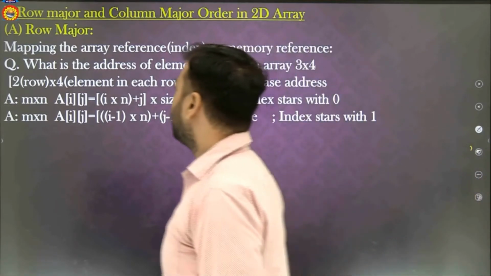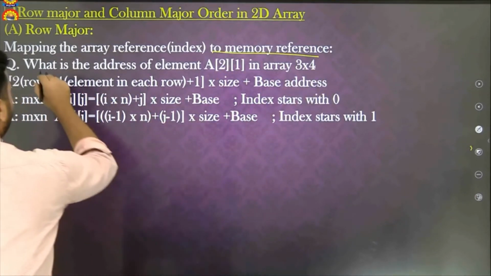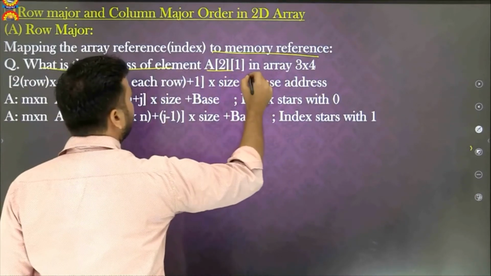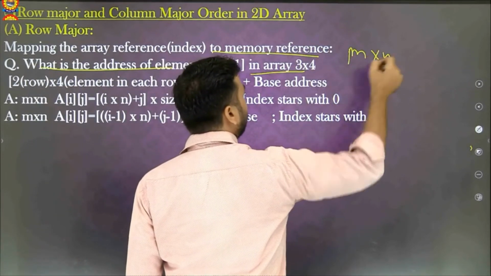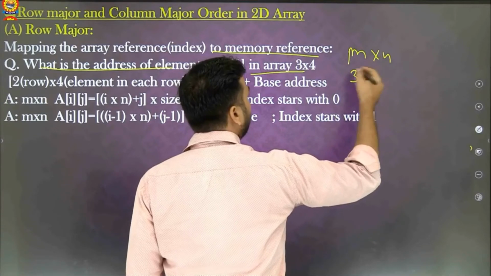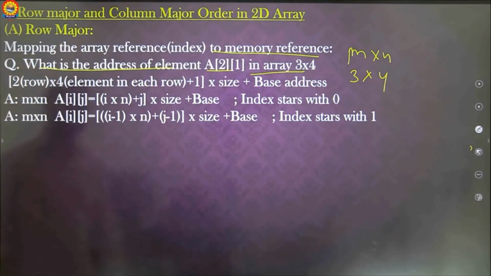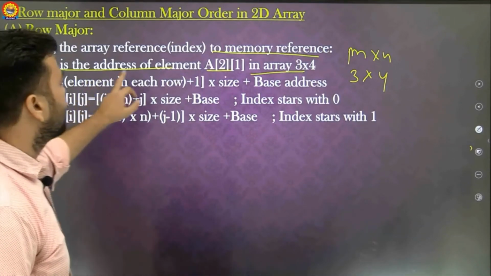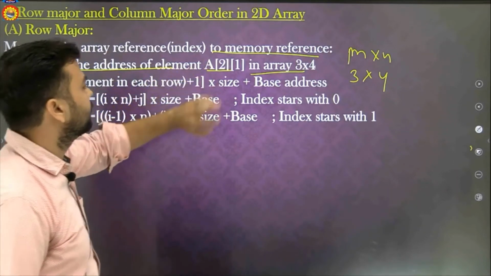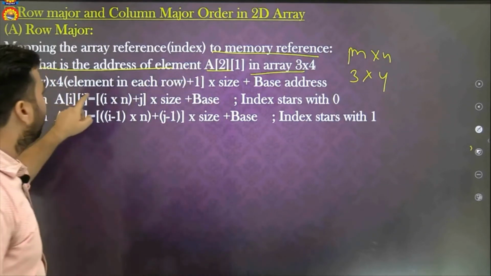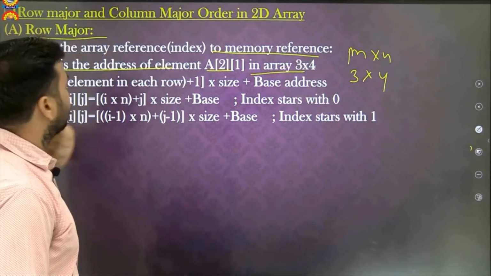So mapping the array refers to the index of the memory reference. What is the address of the element 2, 1 in array 3 into 4? So here we have M into N. M value is 3, N value is 4. Then what is the address of the element in the array? So what we are going to discuss is mapping the array reference index. It is an example of row measure.